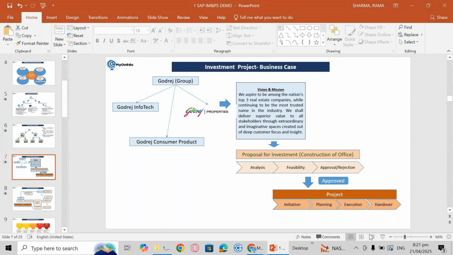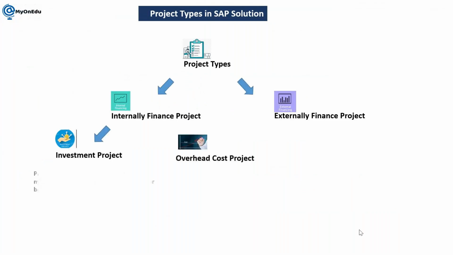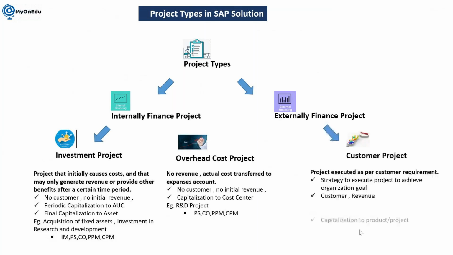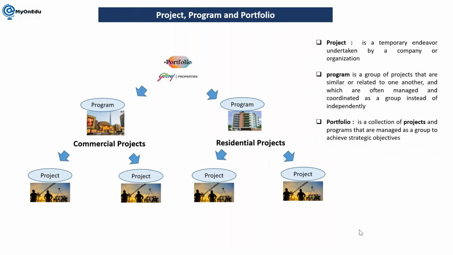Portfolio, see, I'm having another slide. Project, program, and portfolio. Let us understand here. A portfolio is a collection of projects and programs that are managed as a group to achieve strategic objectives. So we have strategic objectives of the organization, and to achieve those strategic objectives, we can keep similar projects in one place. We are calling it a portfolio.